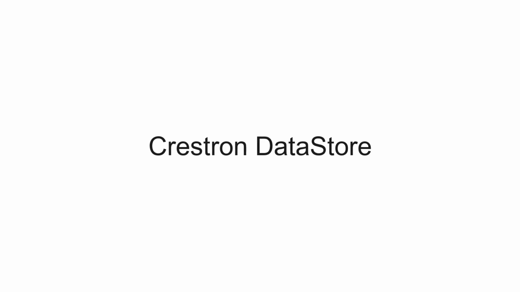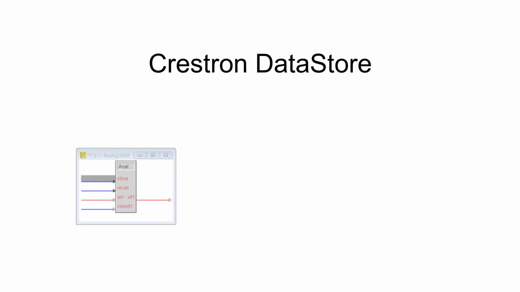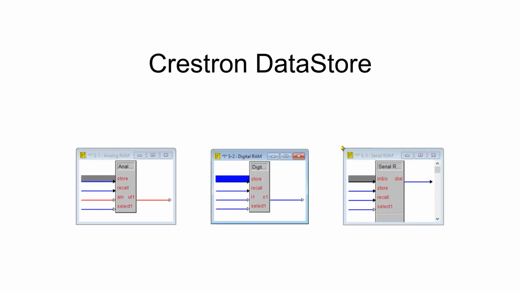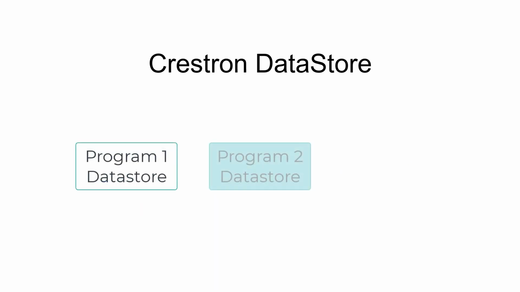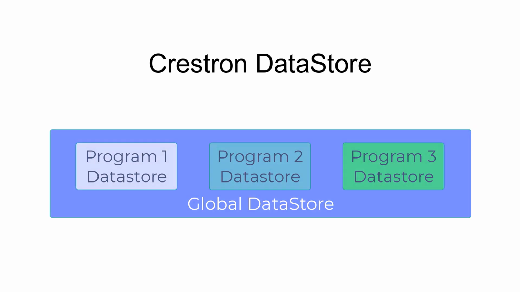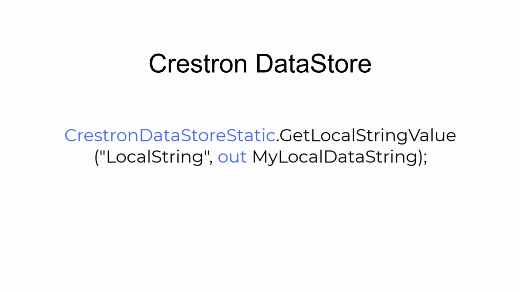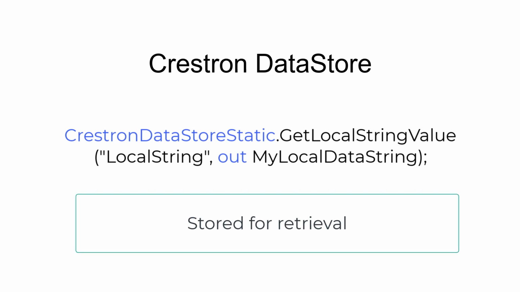C# for Crestron has a Datastore class that operates in a similar way to the analog, digital, and serial RAM symbols in SIMPL, but also can share data globally with all C# for Crestron programs and C# for Crestron modules on the same processor. It allows you to save data that will survive program reload and restart, as well as power loss, without having to create your own class library to write information to a file.